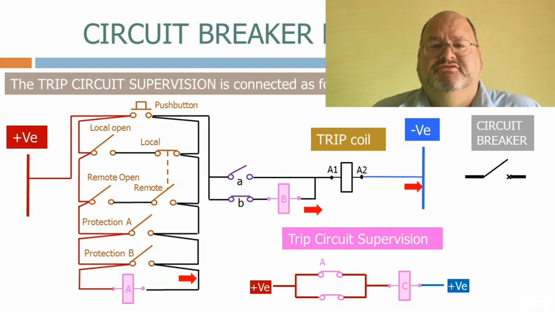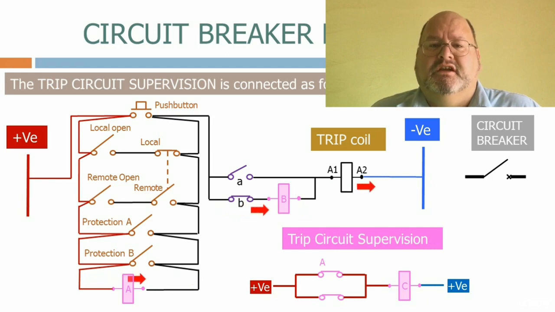When a trip circuit supervision alarm is received, the operators in the control room will take immediate action. Depending on the electrical utility's policy, the network may be reconfigured to take the affected circuit breaker off the network until the issue is rectified, as it can no longer be relied upon to clear any faults that may occur.